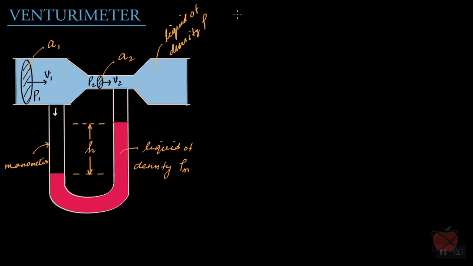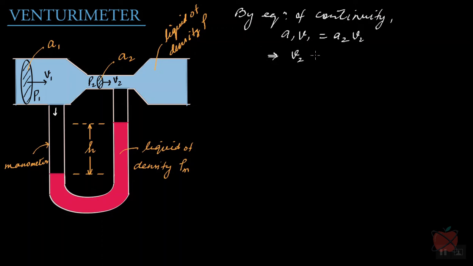Now let us look at the working of this. First of all, by the equation of continuity, we have A1 V1 equal to A2 V2. So from here we can find V2. V2 will simply be A1 by A2 times V1. Let's call this equation 1. Now let us apply Bernoulli's theorem at the two points, at the two openings.